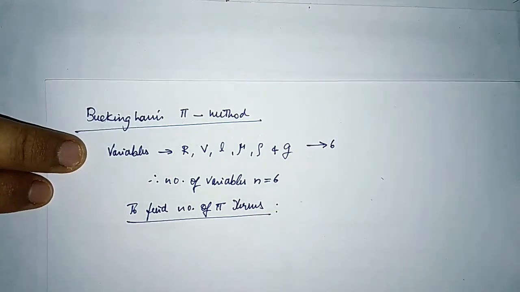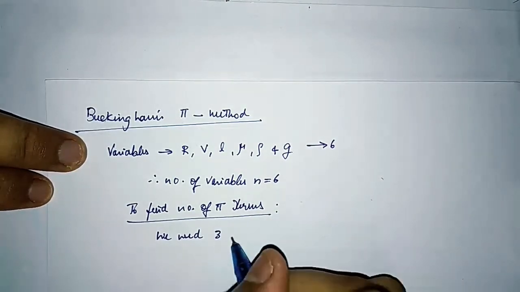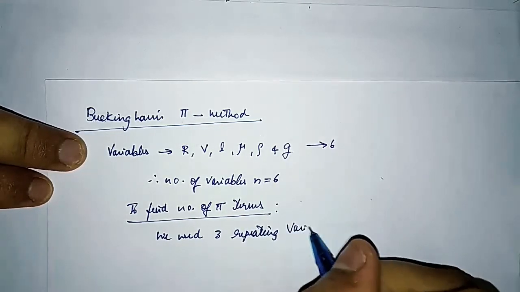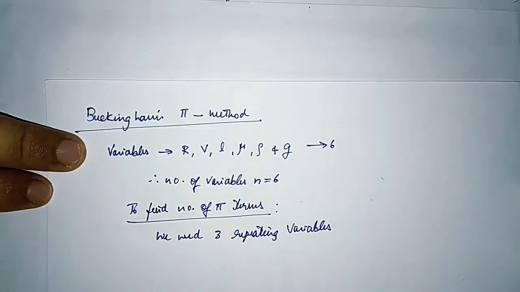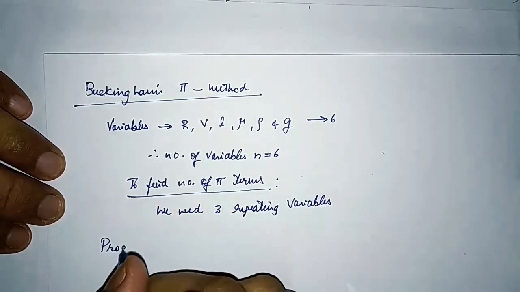In order to find out the number of pi terms, we need 3 repeating variables. And these 3 repeating variables must be selected from the given set of variables. So 6 variables are given, you have to select 3 variables. And what is the procedure to select these 3 variables? I will explain now.